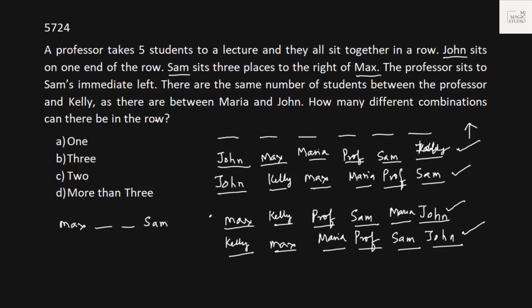How many different combinations can there be in the row? As we can see, we can have 4 different combinations. But if there are the same number of students between Professor and Kelly, here between Professor and Kelly is 0, Maria is only 0, that is fine, same number of students, that is 0. More than 3 sitting arrangements are possible.